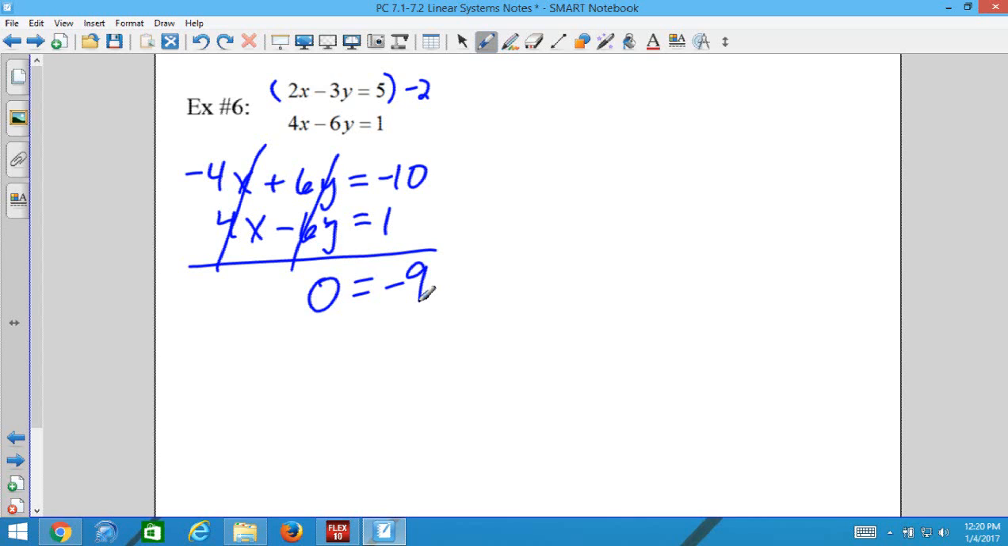0 does not equal -9. It does not equal -9. Oh, it does not. So that's where we would have a no solution.